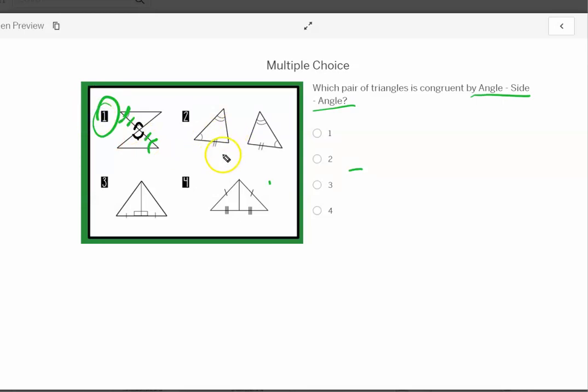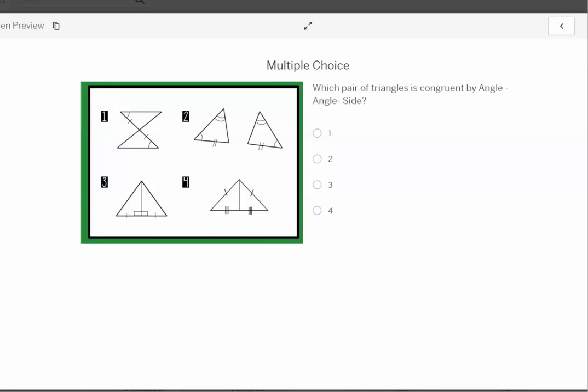Number 2, even though there's a side marked here, notice it's not in between the angles. So for this one to have worked, this side would have had to be over here, the congruent side. So this is going to be number 1. Go ahead and check your work. And let's go to the next one.